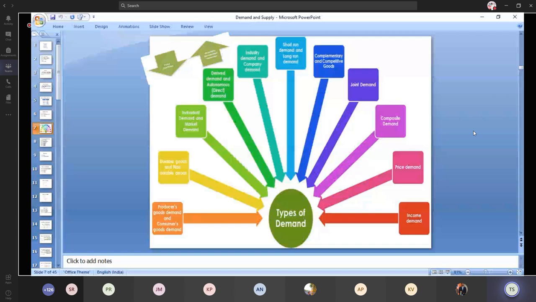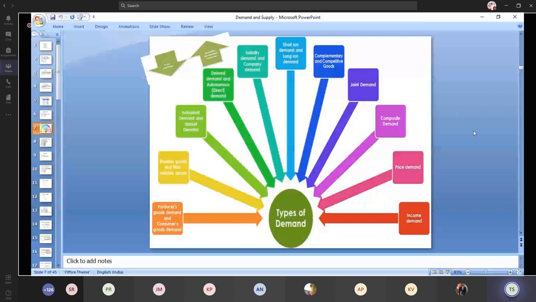Moving to the next one, individual demand and market demand. Did you guys remember the table which we saw in the demand schedule? The demand schedule has the information about the price and the quantity demanded. If that information is from an individual, that is called individual demand. Or if the information is from a certain region or a certain market, that is called market demand.